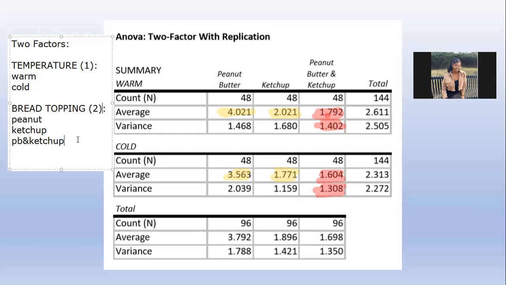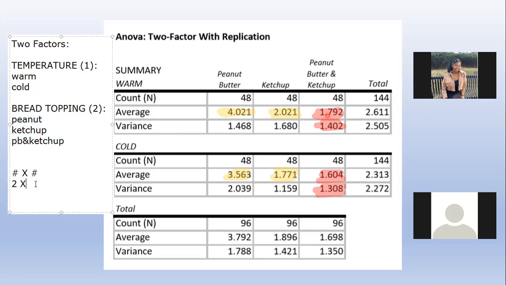We have 2 factors. So our design is going to be like a number by number design. This number that we put on here is going to be consistent with the number of levels we have. In temperature, how many levels do we have? 2. 2 by, how many levels do we have in bread topping? 3. So we have a 2 by 3 two-way analysis of variance. And you can only get that from looking here.